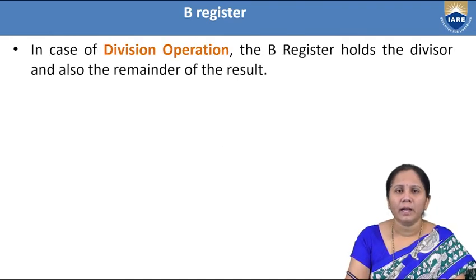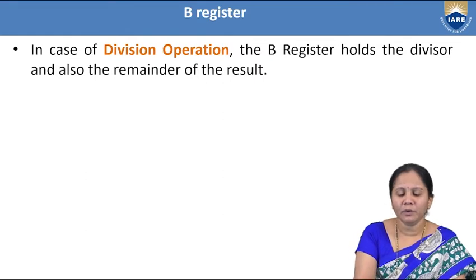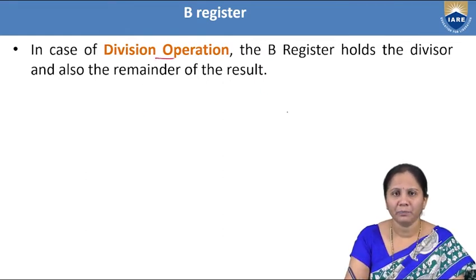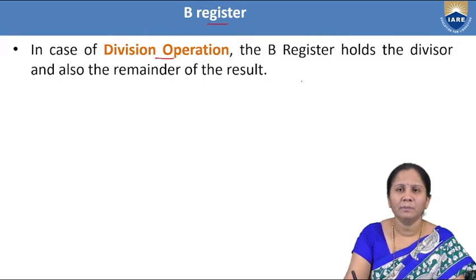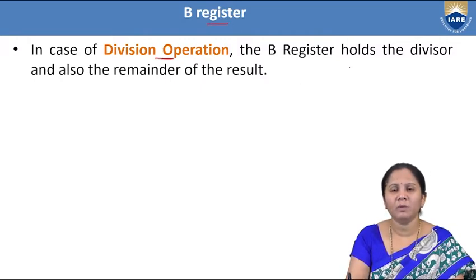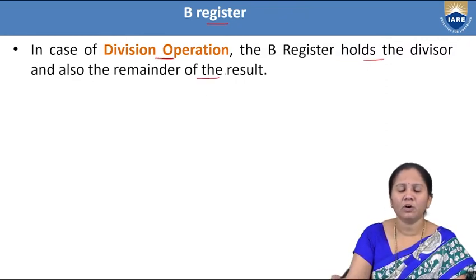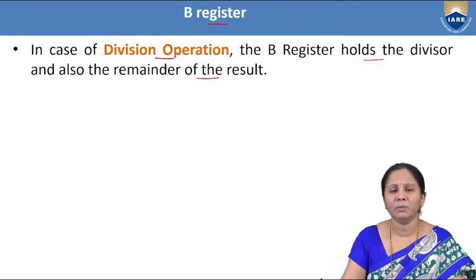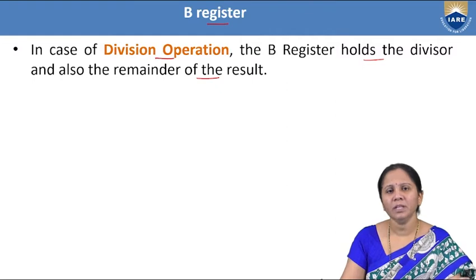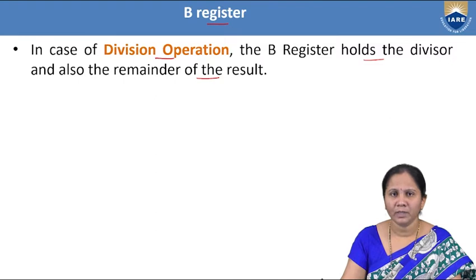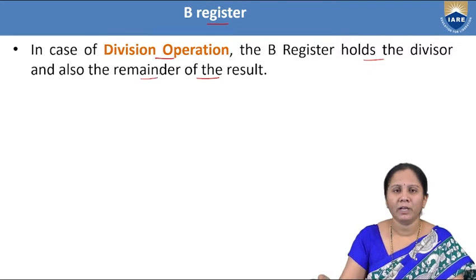Now, in the same way as multiplication, if you are going to perform a division operation, how are we going to use the B register? While performing the division operation, the B register holds the divisor and also the remainder of the result. So when performing division, to handle one of the inputs, that is the divisor, we can use the B register. After performing the division operation, we will get the quotient and remainder as a result. Among these two, the B register will hold the remainder value.